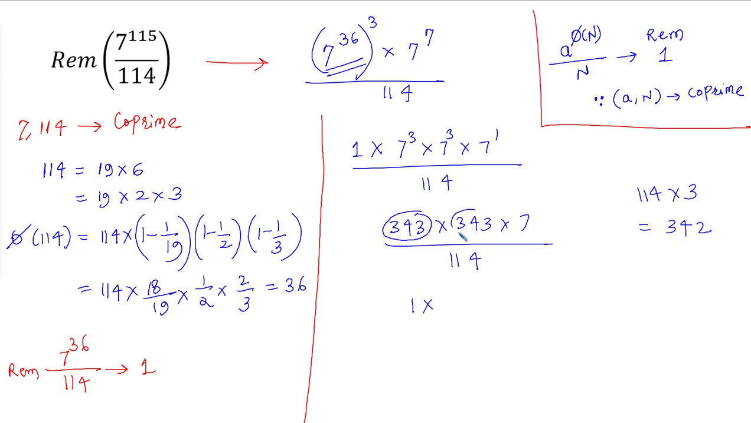If we divide this number by 114, the remainder is going to be 1. And if we divide this number by 114, the remainder is going to be 7. So the final remainder is going to be how much? 7. Okay, everyone. But now this is a very number specific.